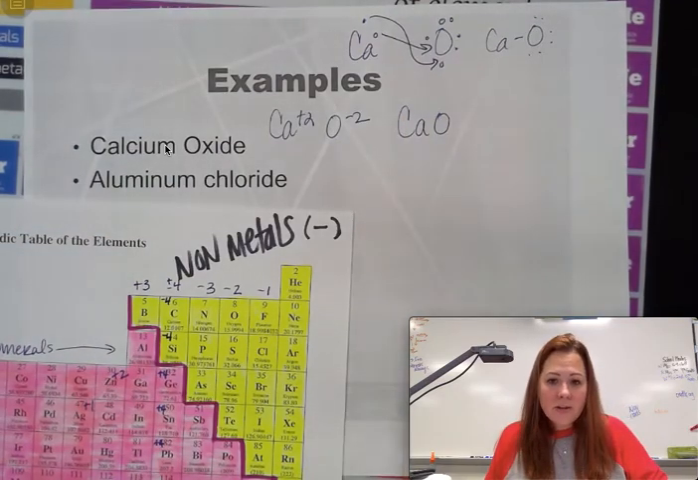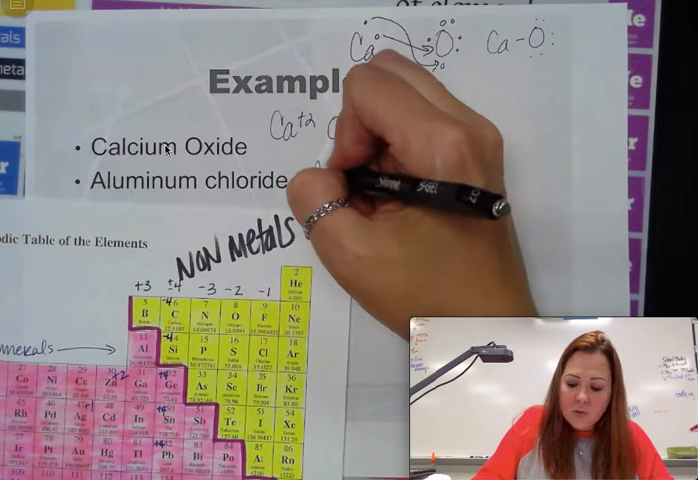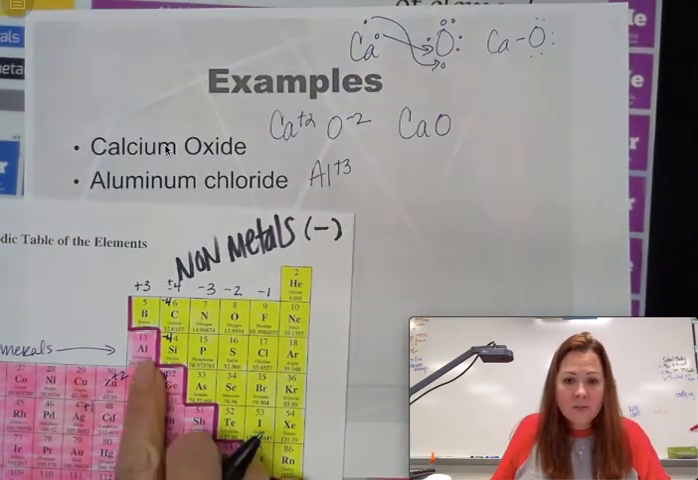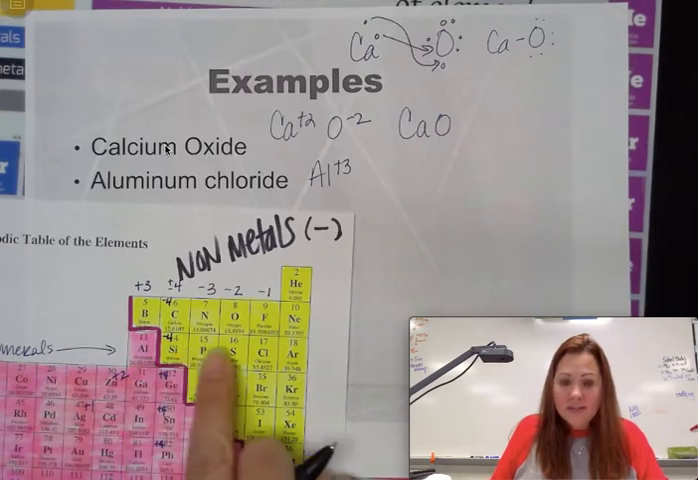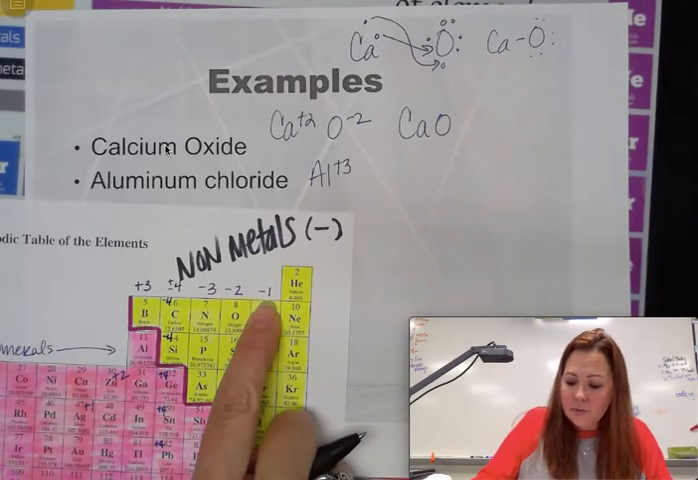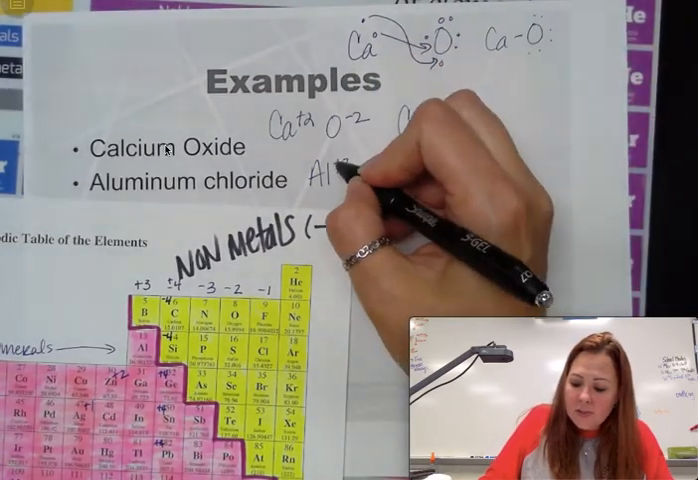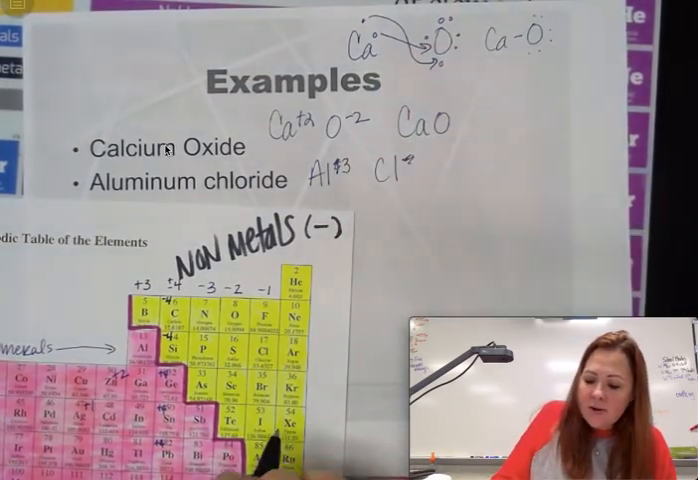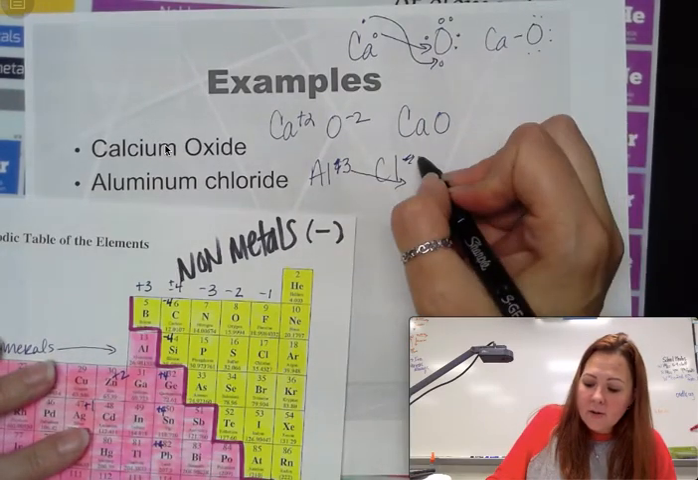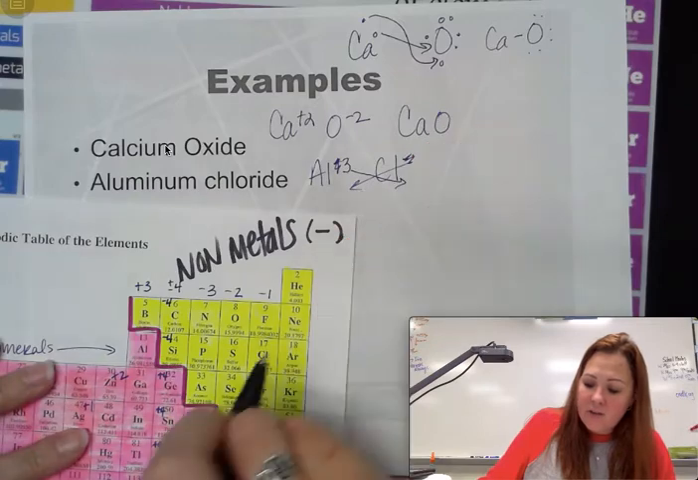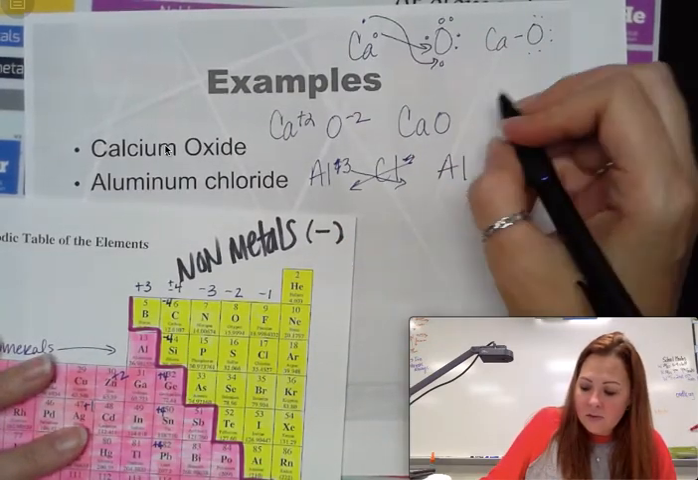The next one is aluminum chloride. Aluminum is Al +3. It lives in group 13, so it has a +3 charge. Chloride is Cl. It has a -1 because it's a halogen. So again, my plus and my minus are going to disappear. This 3 is going to travel over here. There's a ghost 1 right here. It's going to go over here. So you're going to have Al, that's a ghost 1, Cl, 3.